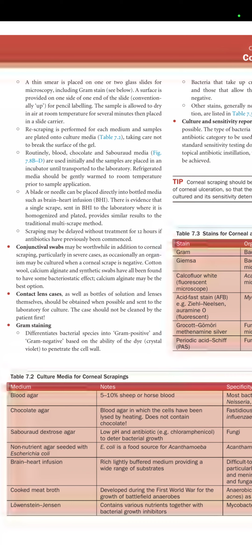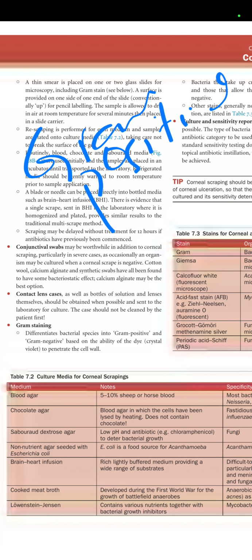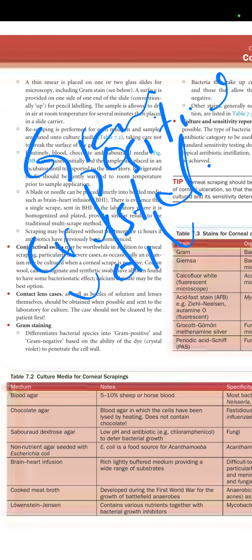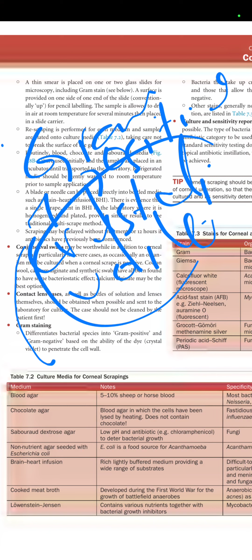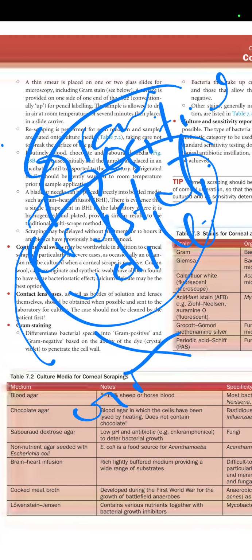Next is gram staining. Gram staining differentiates bacterial species into gram positive and gram negative based on the ability of the dye crystal violet to penetrate the cell wall. As I have told you how we differentiate between gram positive and gram negative: if we stain the bacteria with crystal violet stain and the bacteria takes up the stain, then it is gram positive. If it does not, then it is gram negative. So gram positive is purple and gram negative is pink.